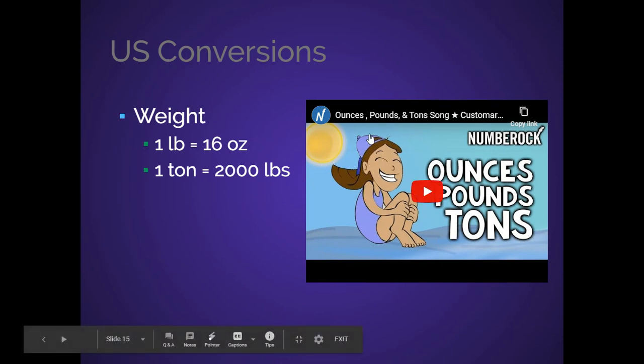Hopefully this gave you a bit of an overview into measurement. And like I said, we'll get into more detail as we get into the book.